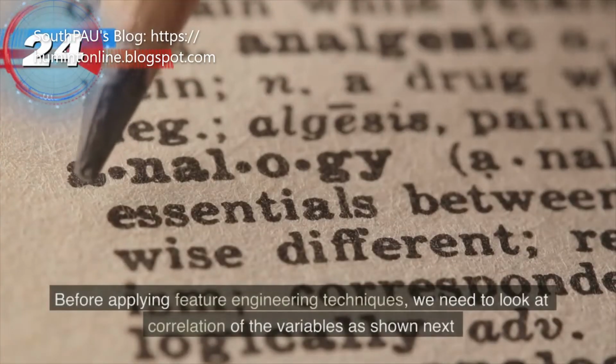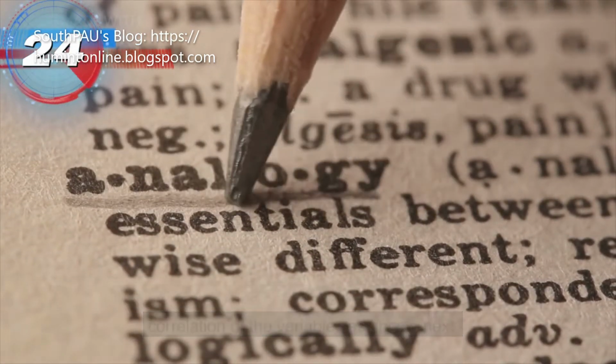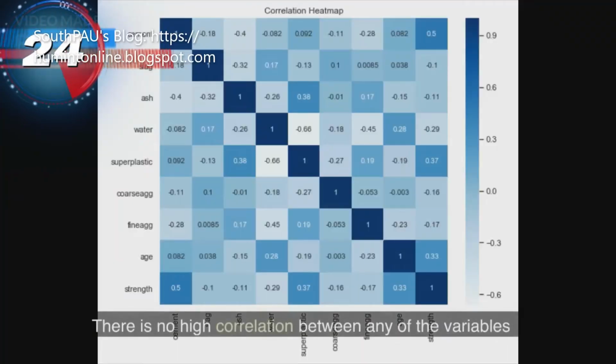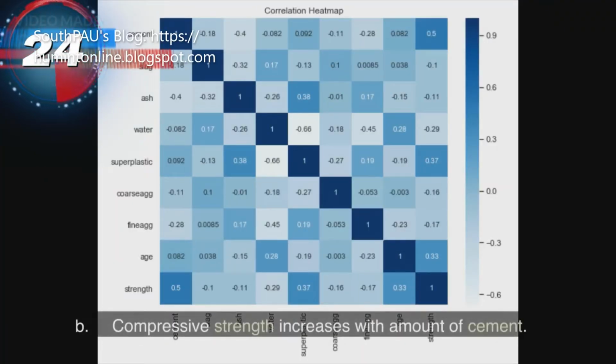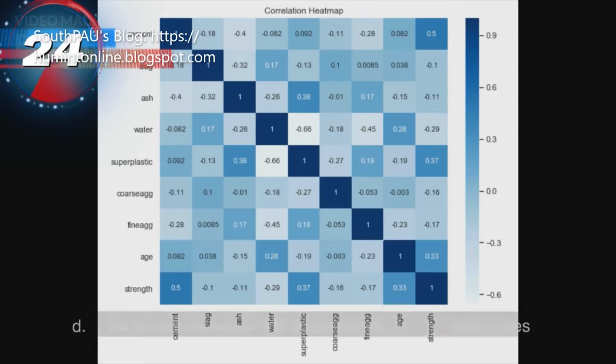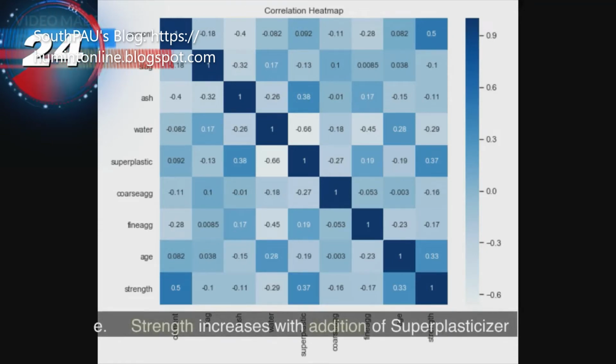Before applying feature engineering techniques, we need to look at correlation of the variables as shown next. Observations based on our analysis. A. There is no high correlation between any of the variables. B. Compressive strength increases with amount of cement. C. Compressive strength increases with age. D. As fly ash increases, the compressive strength decreases. E. Strength increases with addition of superplasticizer.